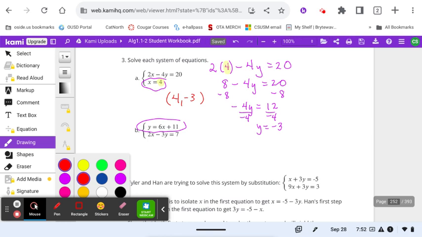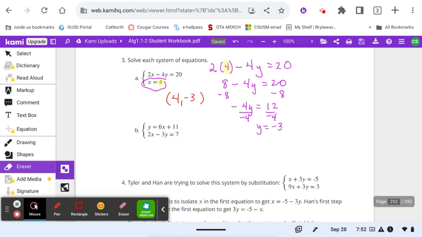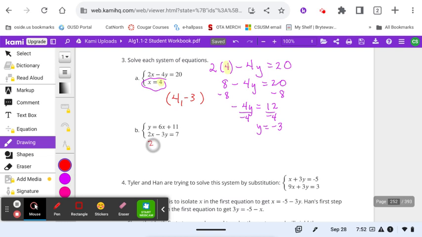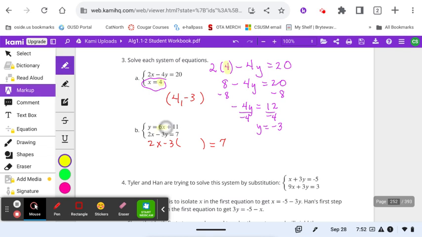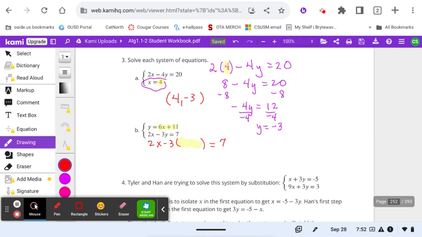All right, go pause the video and try the second one. This time we were given Y as the isolated variable. So make a big opening where the Y is. Y is equal to all of this. So go plug in all of that for Y.